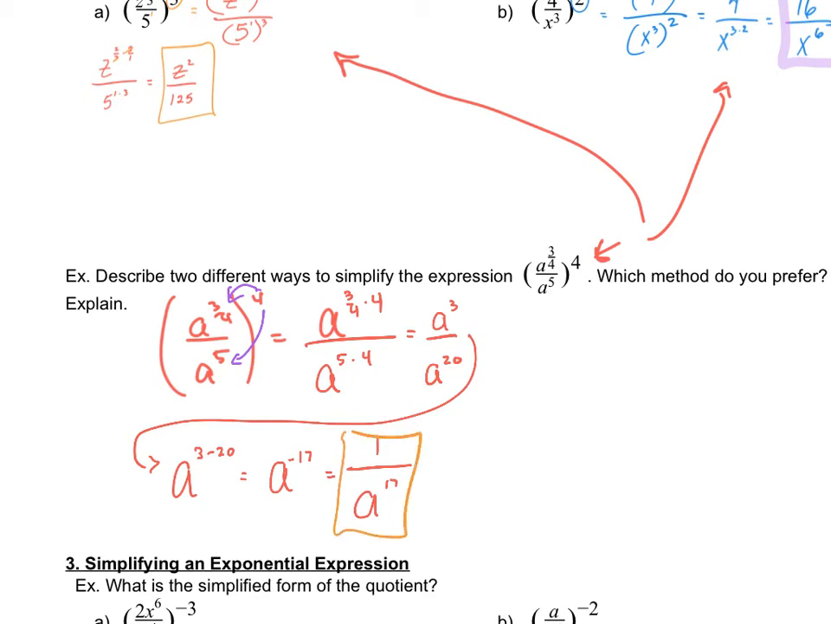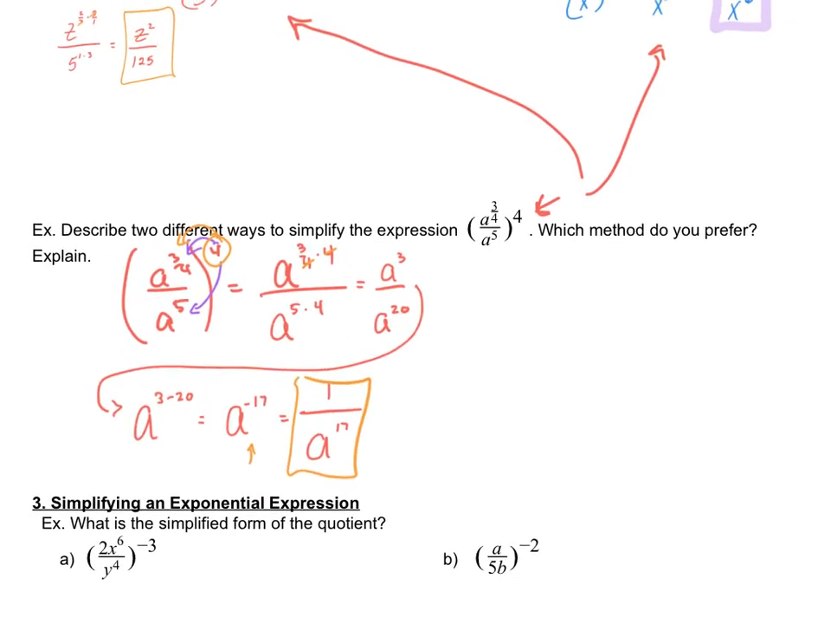Again, I went ahead and shared out my exponent, doing the multiplication property, and then did my multiplication. I had a to the 3/4 times 4, which gave me a to the third, over a to the 5th times 4, which gave me a to the 20th. Simplified those like bases, simplified this negative exponent, and came up with this answer.